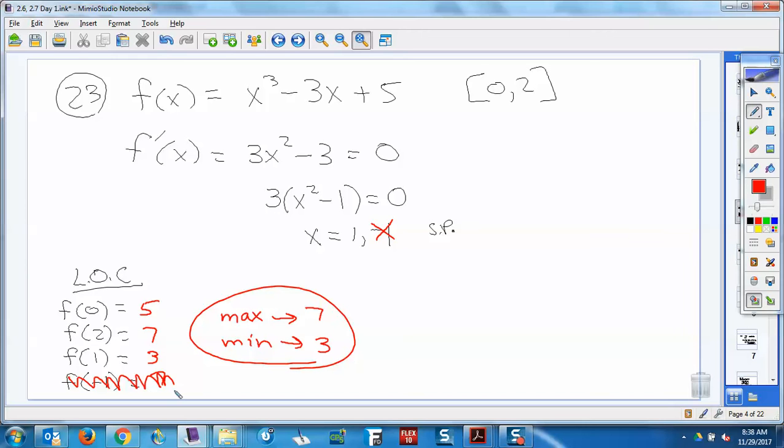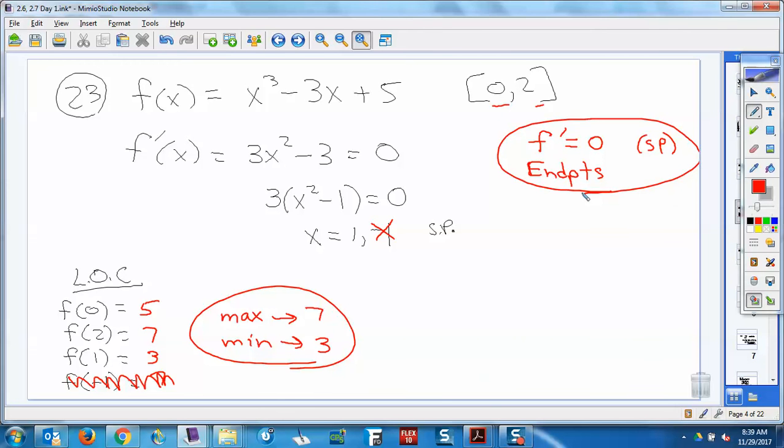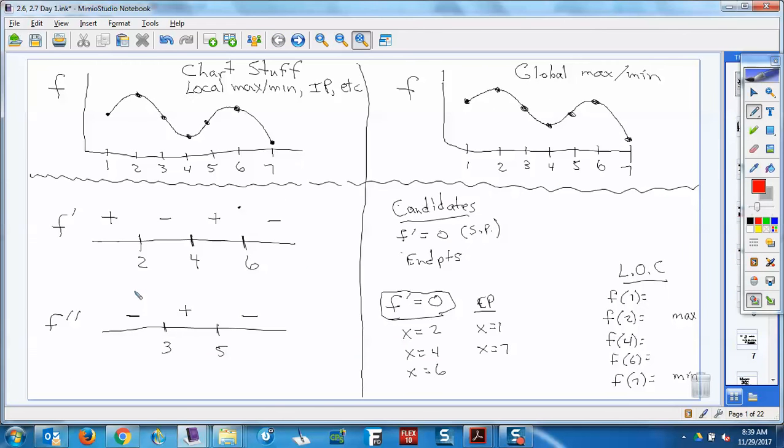So how do you know what numbers to use for your list of candidates? In between that, it comes from here. Here's what you use: F prime is 0, which are stationary points, and your endpoints, which are those two numbers there. Usually, that's how you know. So it goes back to this picture here. Our candidates are anywhere the derivative is 0 and the endpoints. That's what goes in our list.